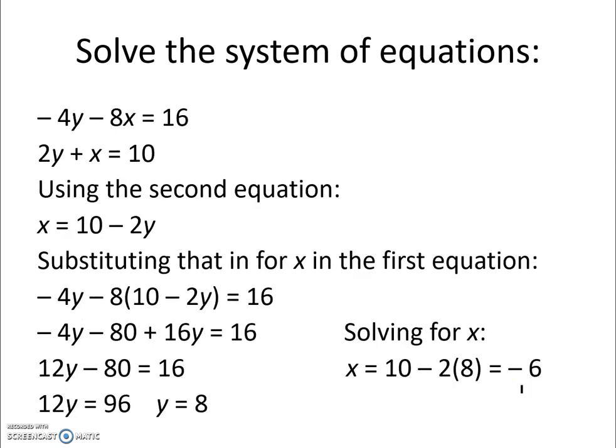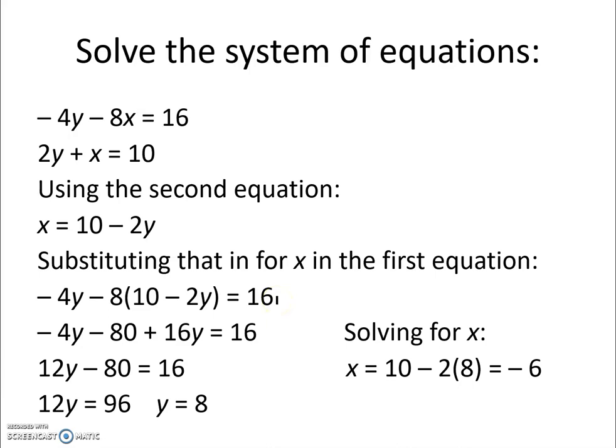Solving the next system of equations, we have negative 4y minus 8x equals 16, and 2y plus x equals 10. So the easiest way to do this is to take the 2y over to the other side by subtracting the 2y on the second equation, and you find x equals 10 minus 2y. Now that we've isolated the x, got him all by himself, we can easily substitute this in the first equation for x. And when we do that, we get negative 4y minus 8 times the quantity 10 minus 2y equals 16.